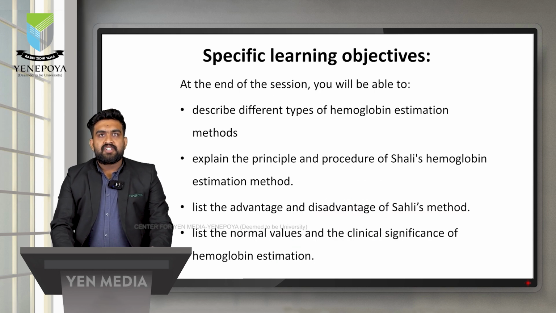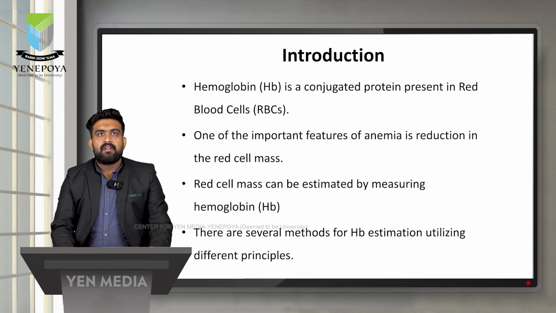At the end of the session, you are going to learn the specific learning objectives: describe different types of hemoglobin estimation methods, explain the principle and procedure of Sahli's hemoglobin estimation method, list the advantages and disadvantages of Sahli's method, list the normal value and the clinical significance of hemoglobin estimation.